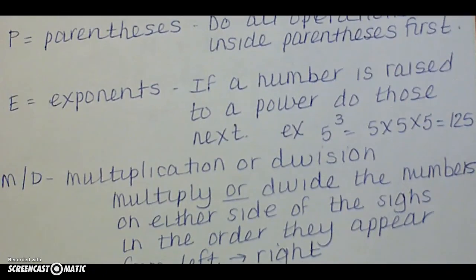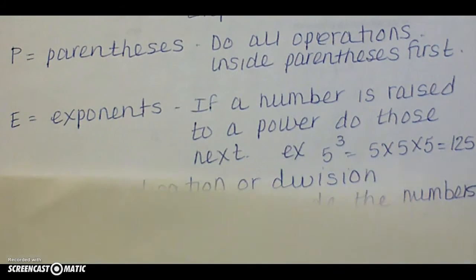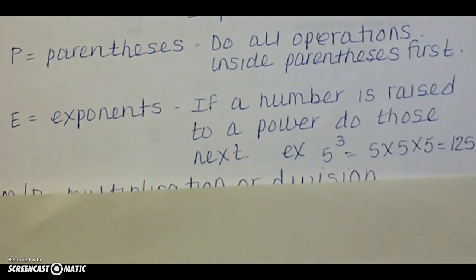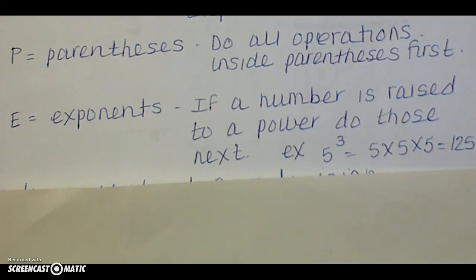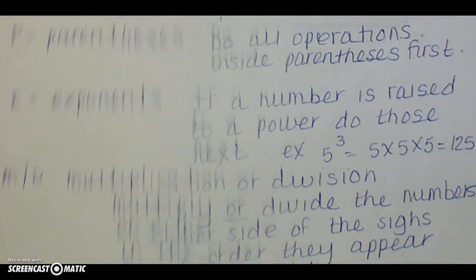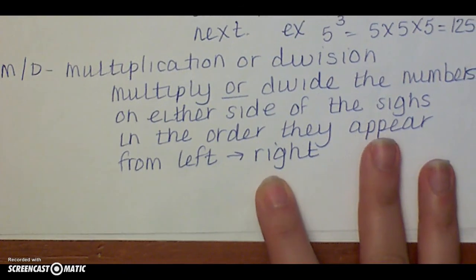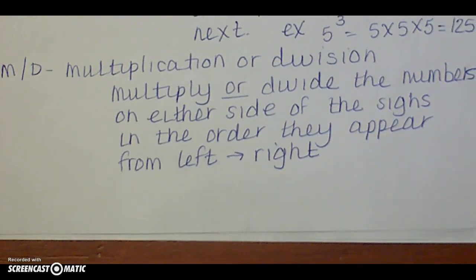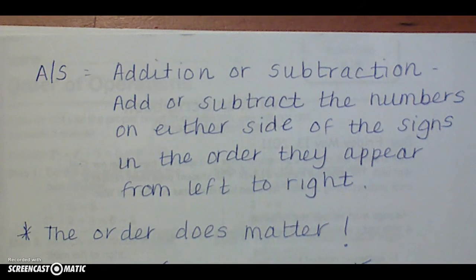Okay, so now what do all those letters mean? Let's do a few at a time. So parentheses, first we would do all the operations inside the parentheses. It didn't matter what operation, as long as it came inside parentheses, that's the very first thing you do. Exponents, if a number is raised to a power, do those next. For example, if it said 5 to the third, that means 5 times 5 times 5 equals 125. Then you do either the multiplication or the division. Multiply or divide the numbers on either side of the signs in the order they appear from left to right. And then addition, subtraction. So you add or subtract the numbers on either side of the signs in the order they appear from left to right.